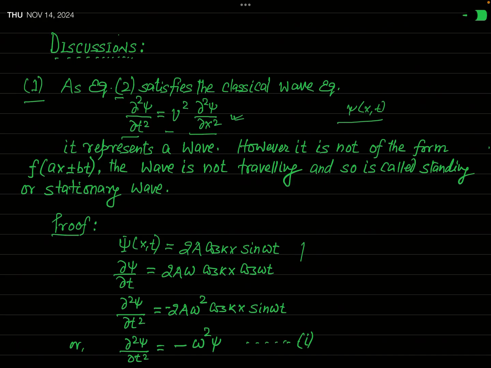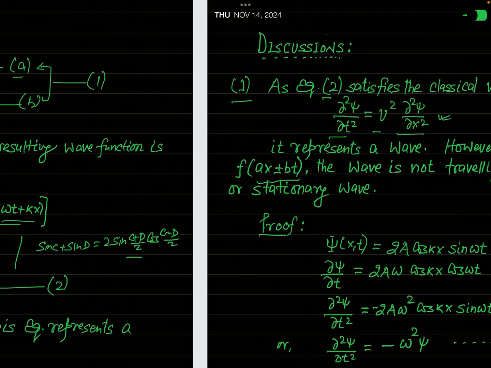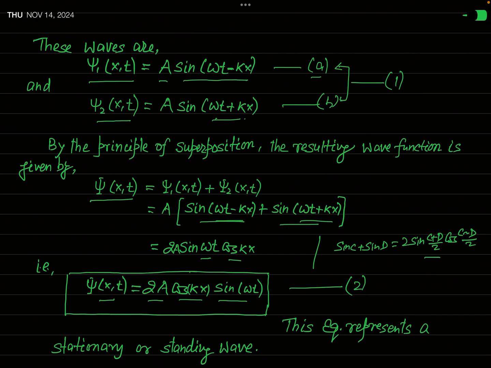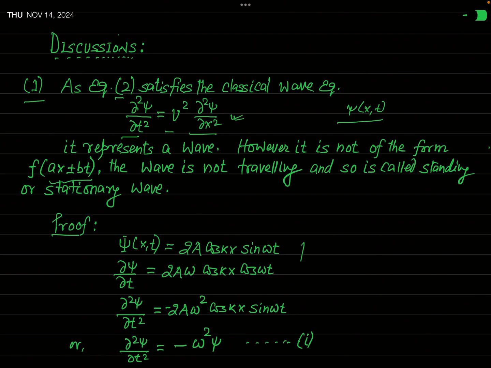But as I told you in my previous lecture, if a function of x and t is of the form f of ax plus or minus bt, then such a function represents a travelling wave or progressive wave. You can see the variables x and t are not in the form of ax plus or minus bt, where a and b are constants. So definitely one can say that this equation, psi equal to 2a cos kx times sin omega t, does not represent a travelling wave. It may represent a wave, but it is not a travelling wave. Actually, what this equation represents is called a standing wave.